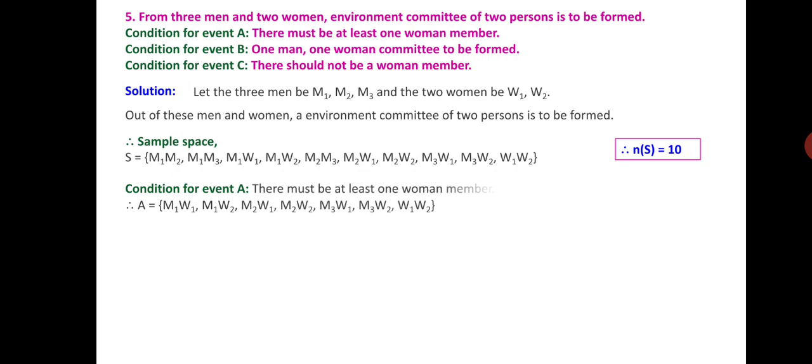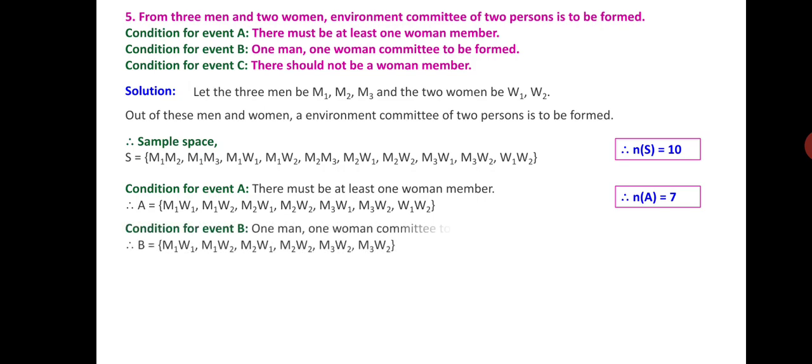Condition for event A. There must be at least one woman member: M1W1, M1W2, M2W1, M2W2, M3W1, M3W2 and W1W2. Minimum 1, maximum 2. So, here we will get n(A) equal to 7.